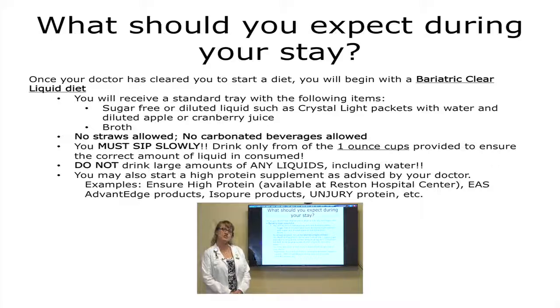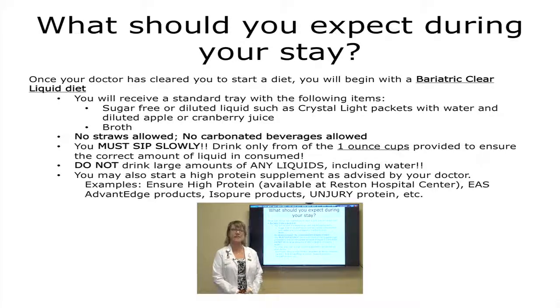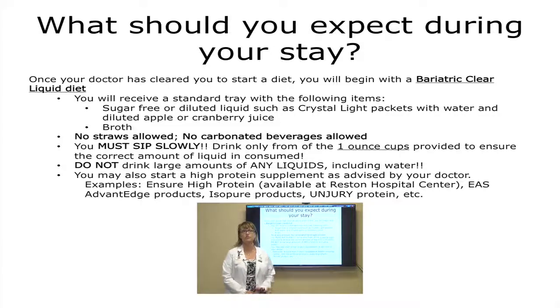What should you expect during your stay? Well, once your doctor has cleared you to start a diet, you will start on the bariatric clear liquid diet. That diet will give you the following types of items, which would be broth, diluted juice like apple or cranberry, and also sugar-free or diluted liquids like Crystal Light. We want to make sure that you don't use straws and that you don't have carbonated beverages. In addition, we're really trying to prevent dehydration, so the consumption of the liquid's important, but the timing and the frequency and the amount of liquid is also important.